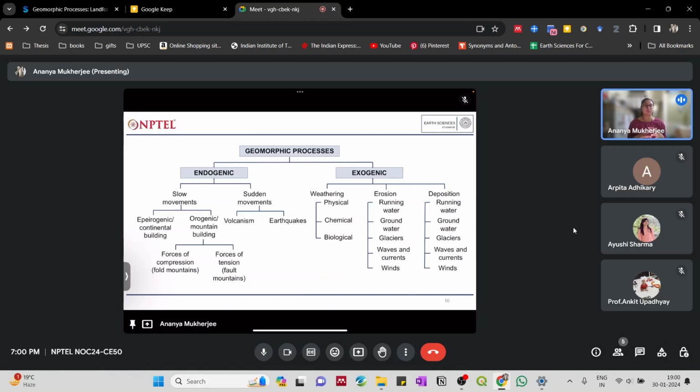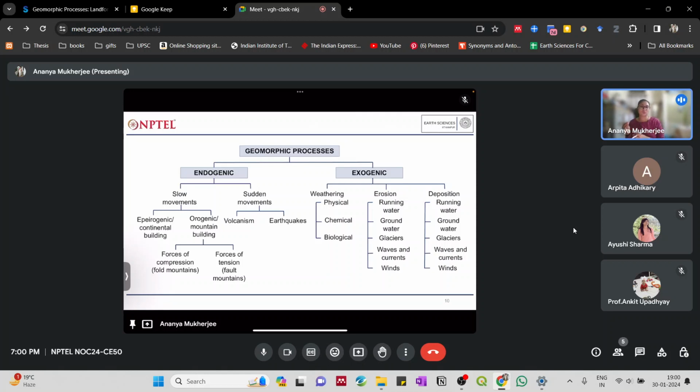Now, a brief overview of what geomorphic processes are, how they can be classified, and what the different processes are that are involved in each of these classifications. So you can have endogenic and exogenic. Endogenic are mostly involving the Earth's crust. Mostly they relate to the tectonic movements that we have.